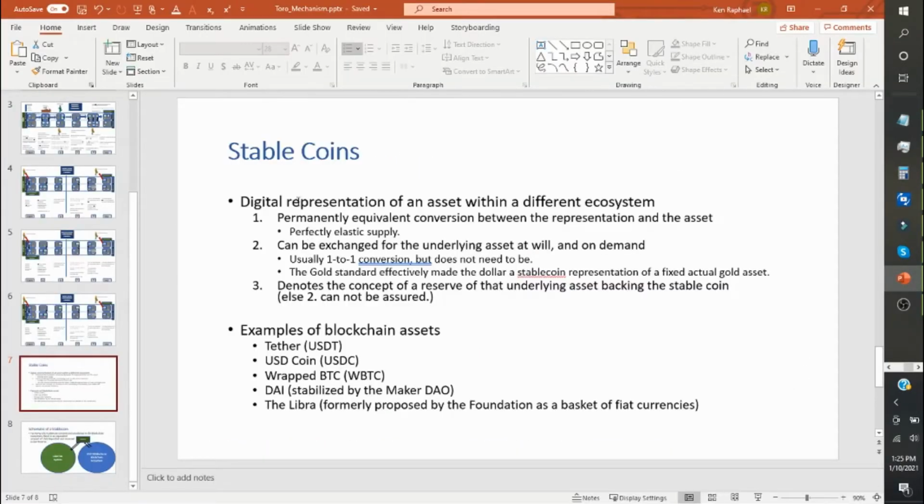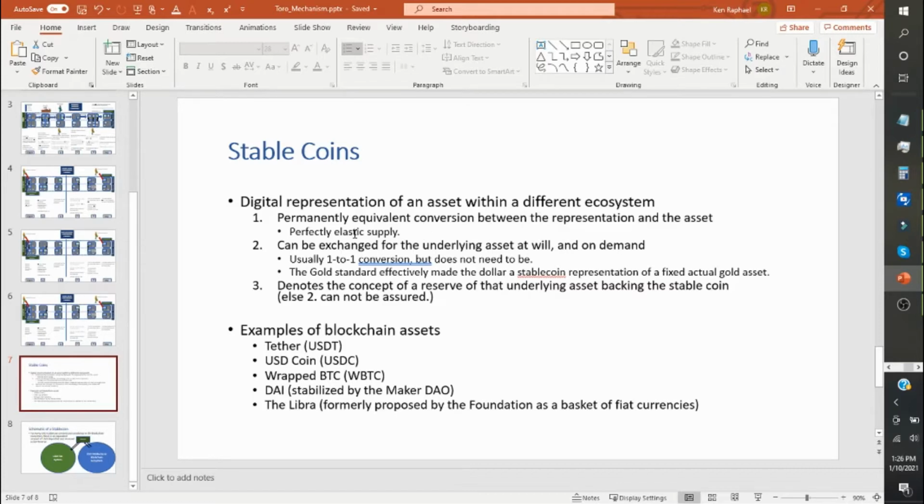A stable coin is basically a digital representation of an asset within a different ecosystem. For instance, there are real world assets, dollars, and in an ecosystem like a blockchain, there's a representation of a dollar, and that's called a dollar stable coin. It's equivalent in value and is interconvertible, meaning if I put $1 into a stable coin, my dollar in the real world is gone, and in exchange I get an equivalent dollar in that different ecosystem with the same buying power as the dollar.